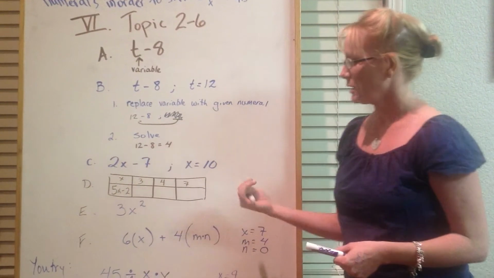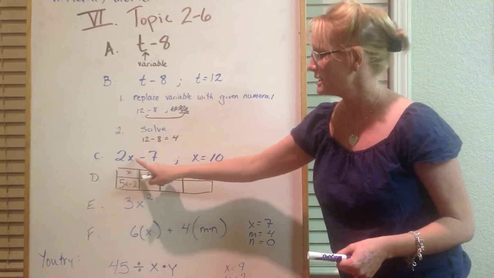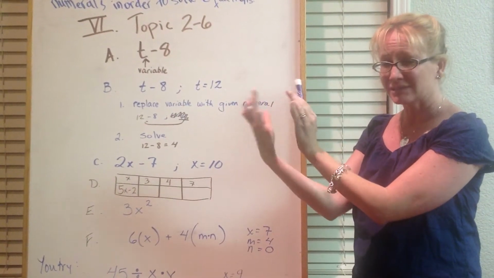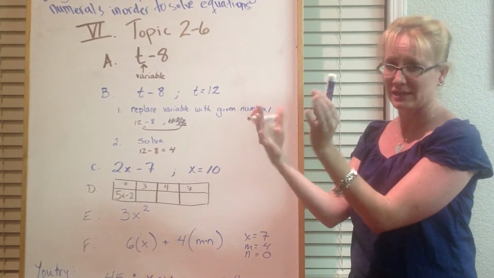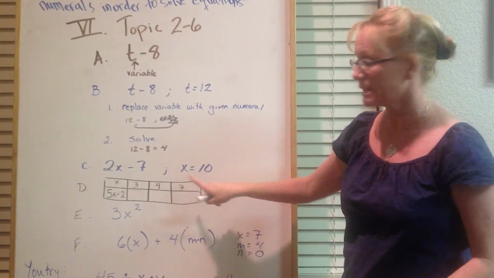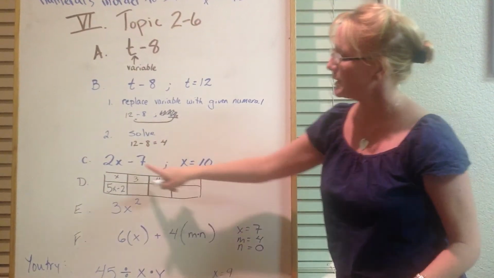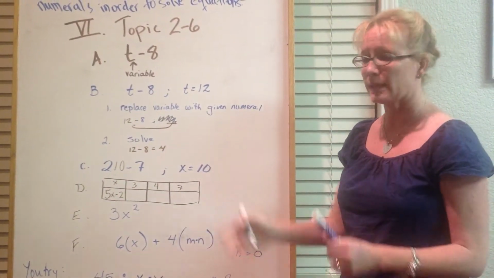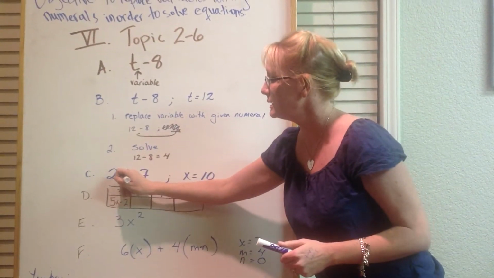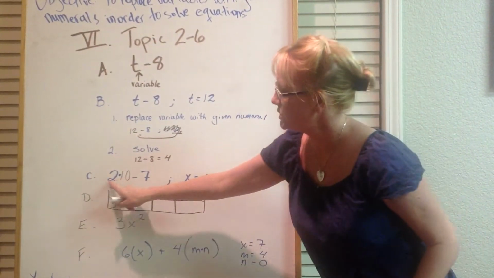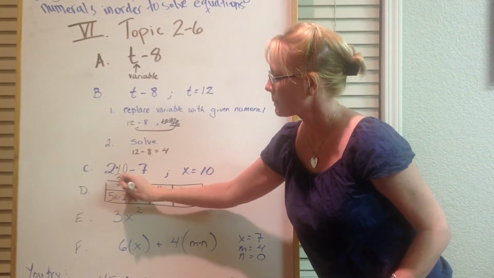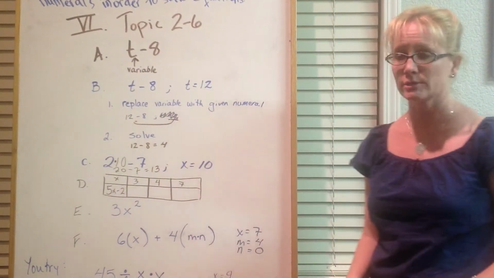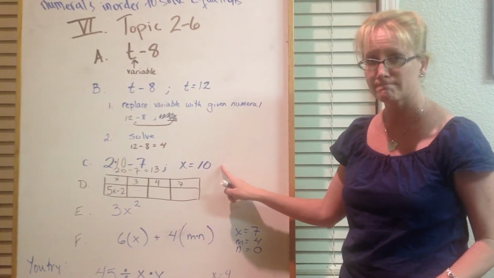So let's try another one right here. I have 2 times x minus 7. What does it mean again when a numeral is pressed against a variable? Oh, they're kissing. They're multiplying. Okay, we got that joke. So we're going to replace again our variable with our numeral. So when I replace my x with 10, does that mean 210? That means 2 times 10. You have to remember it is being multiplied. So 2 times 10 is 20, and 20 minus 7 equals 13. And that's my answer, because I've replaced the variable with this given numeral.